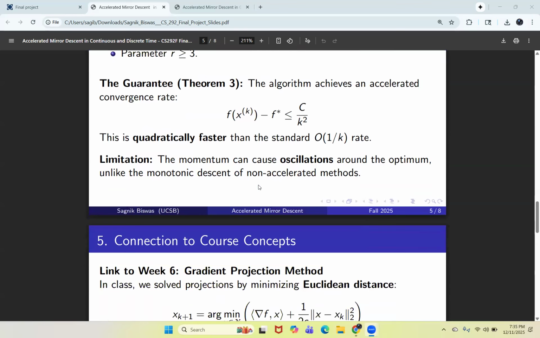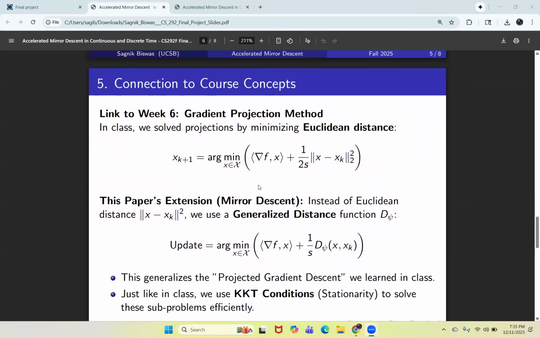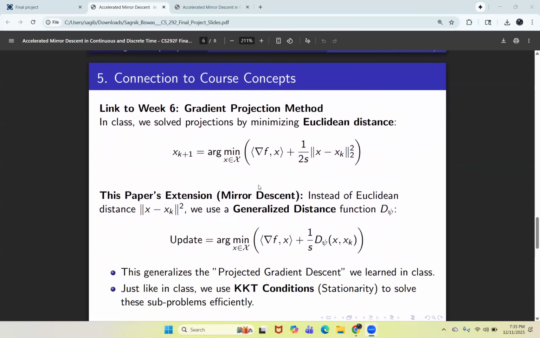And then just connecting this back to what we covered in the course. In week 6, we talked about the gradient projection method. In class, we learned that the projection step is found by minimizing the Euclidean distance, essentially finding the closest feasible point in a straight line. We solve these using KKT conditions. But this paper is generalizing that exact concept.